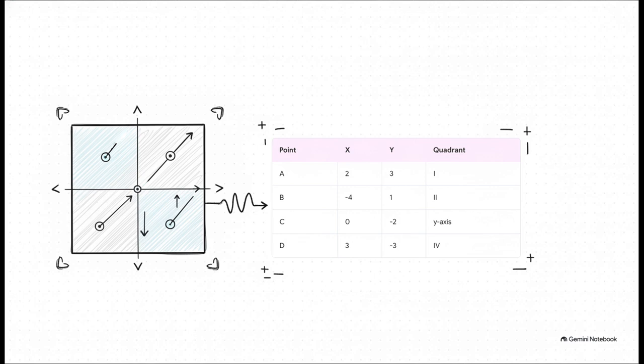Now consider point B, (-4, 1). That negative x means you actually walk left 4 steps, then up 1, landing in quadrant 2. Point C is a little tricky, check this out, (0, -2).